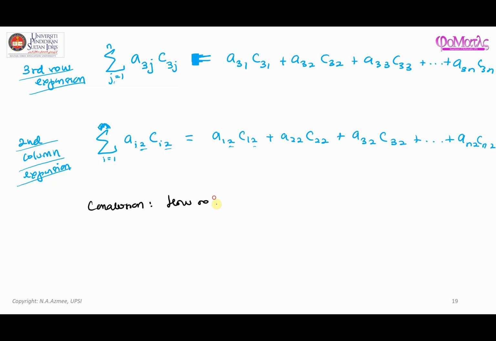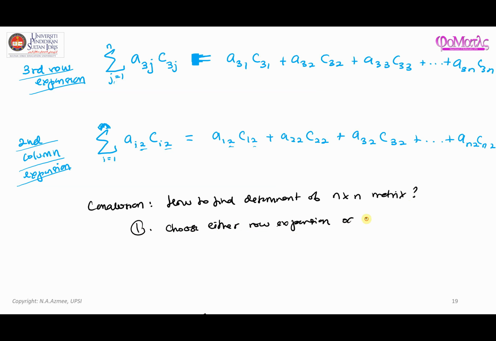How to find the determinant of an n by n matrix. So first of all, you can choose either you want to consider row expansion or column expansion. Choose either row expansion or column expansion.